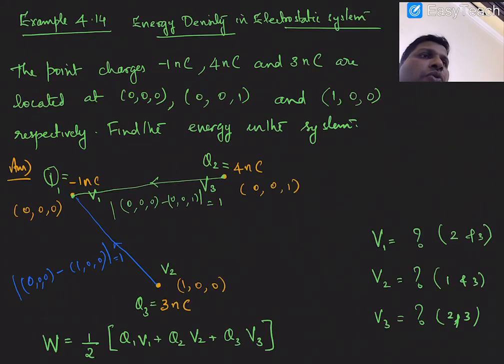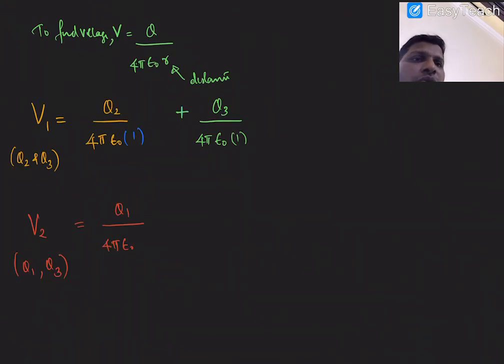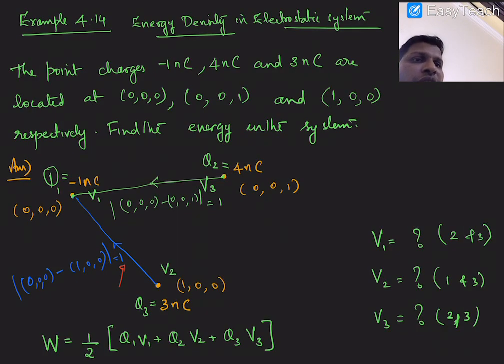Between 1 and 2, what is the distance? So between 1 and the charge 2, the distance is again 1 unit. Then plus Q3 divided by 4 pi epsilon 0 into the distance between 2 and 3. That's what we haven't found yet.